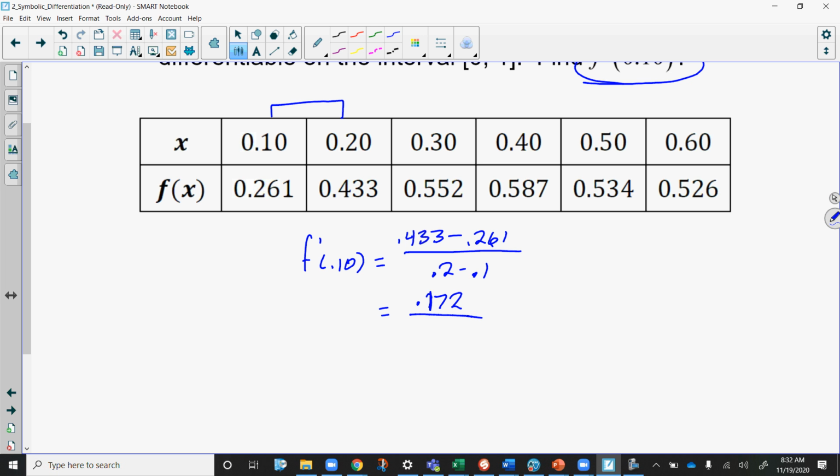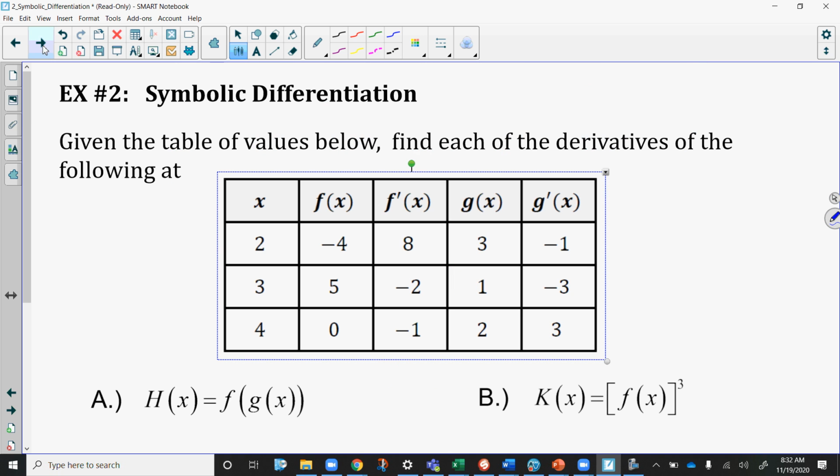giving us in the numerator 0.172 over 0.1. So the final derivative, we would look at it as being 1.72. And again, it's just an approximation based off of the points that we have in the table. So there we go, that's how we're going to be looking at that one. Just the normal slope formula between some points on a graph.